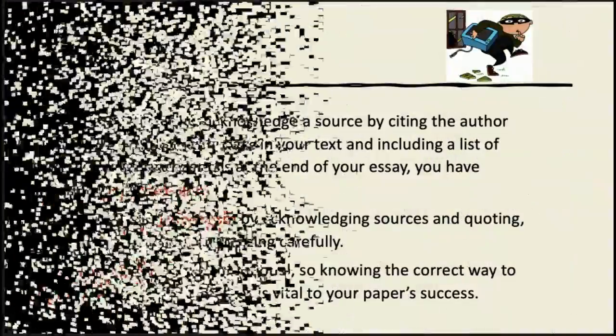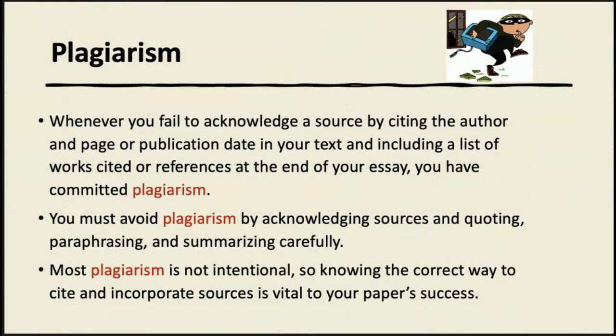Plagiarism, that's our number one concern when it comes to writing research papers or any paper for that matter. So whenever you fail to acknowledge a source by citing the author and page or publication date in your text and including a list of those sources on the works cited page at the end of the essay, you've committed plagiarism. You have to avoid plagiarism by acknowledging sources and quoting, paraphrasing, and summarizing carefully.